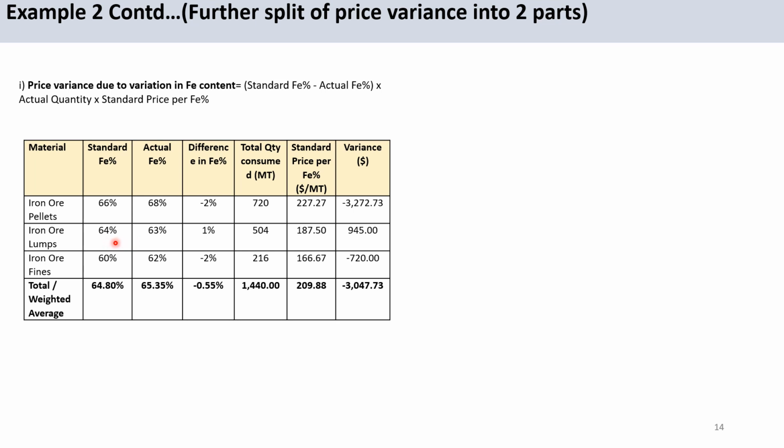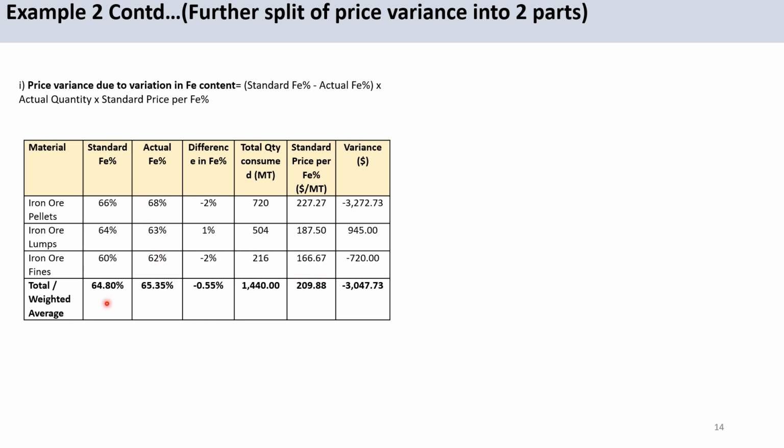Similarly, for iron ore lumps, the Fe content is lower than the standard by 1%, and the total quantity consumed is 504. The standard price per Fe percentage is $187.5. So there is a gain of 945 due to the lower Fe content in the material. Similarly, for iron ore fines, the Fe content is higher, so we will have some loss financially due to better product quality. $720 is the loss, using the same formula.